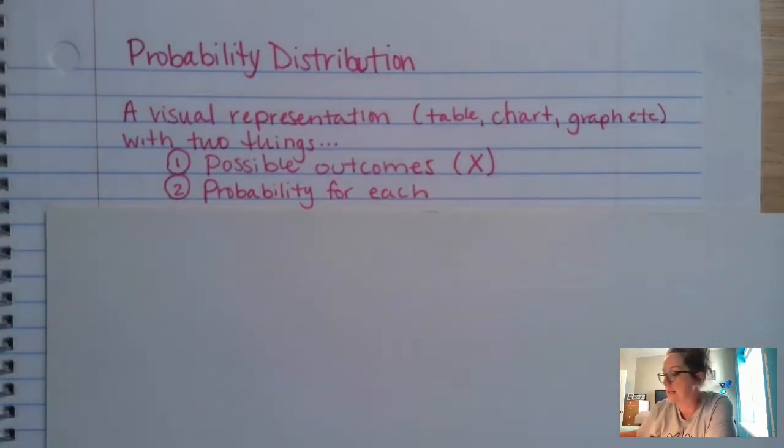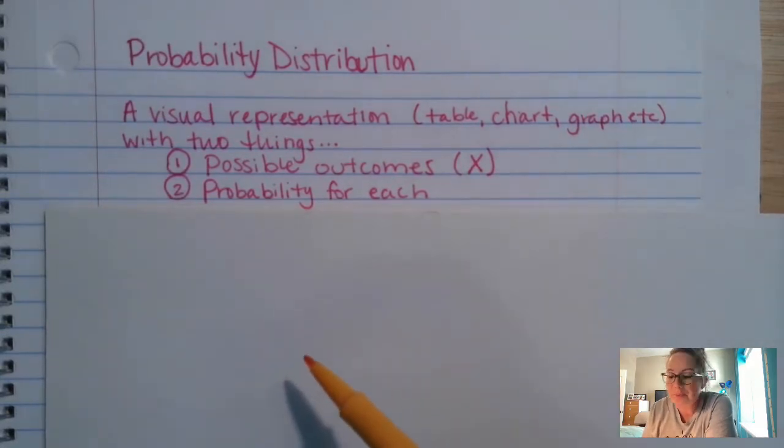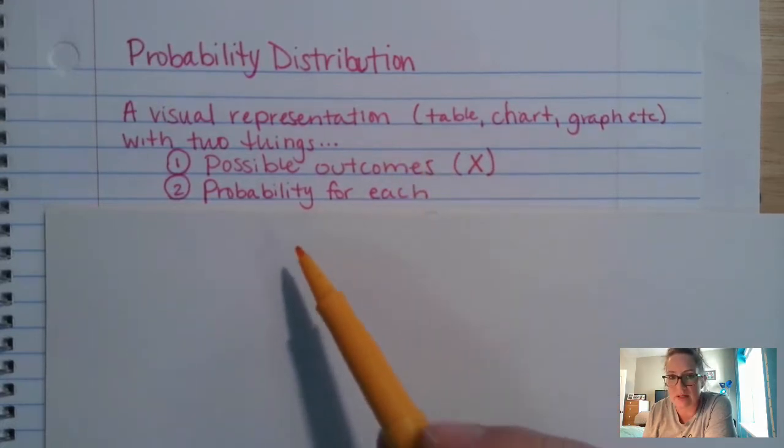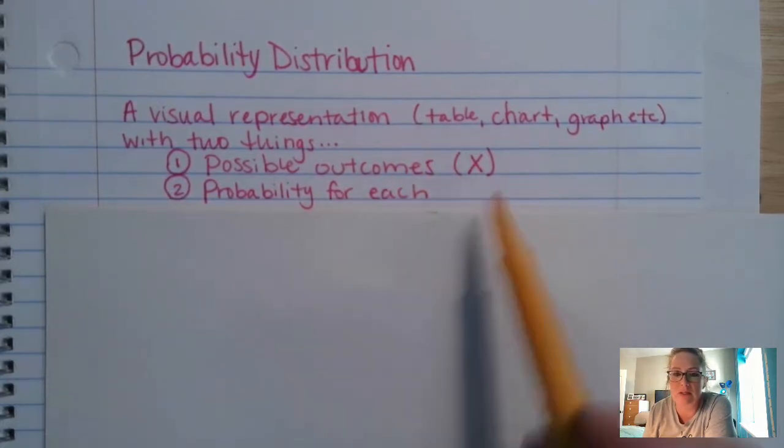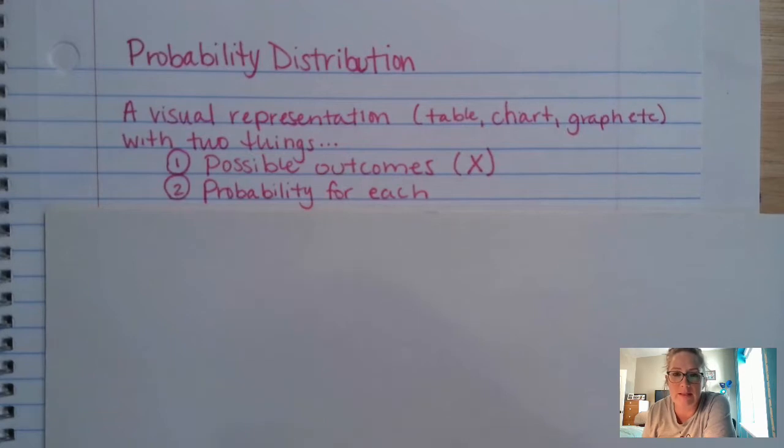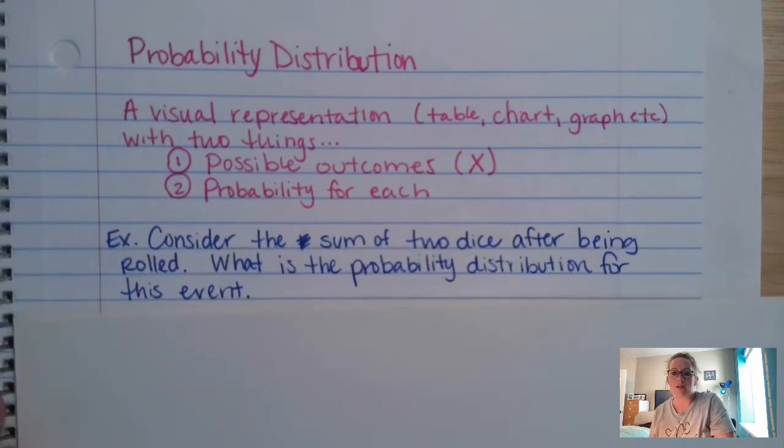Like I said, it is a visual representation. So usually in a table, a chart, a graph, we'll see a lot of tables in this course, Algebra 2. But there's going to be two things that happen on this table or whatever they're using to represent it. We're going to have the possible outcomes, which is going to be capital X in most cases. And then we're going to have the probability of each thing happening. So let's take a look at our first example.